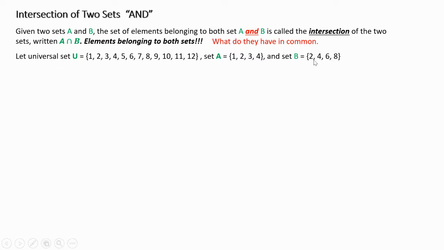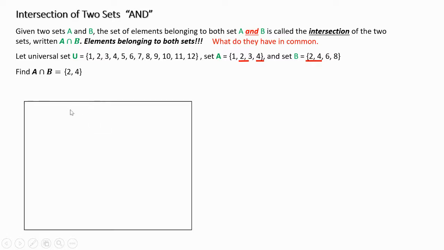Okay, going back to the universal set that I used earlier, but now I'm also going to add B. This is set A, 1, 2, 3, 4, and set B was 2, 4, 6, 8. So find A intersect B, or A and B. First, what do they have in common, or what elements belong to both? They have in common a 2, because 1, they don't have in common. 2, they have in common. How about 3? No. And 4, they have in common. So that's my set of A intersect B.